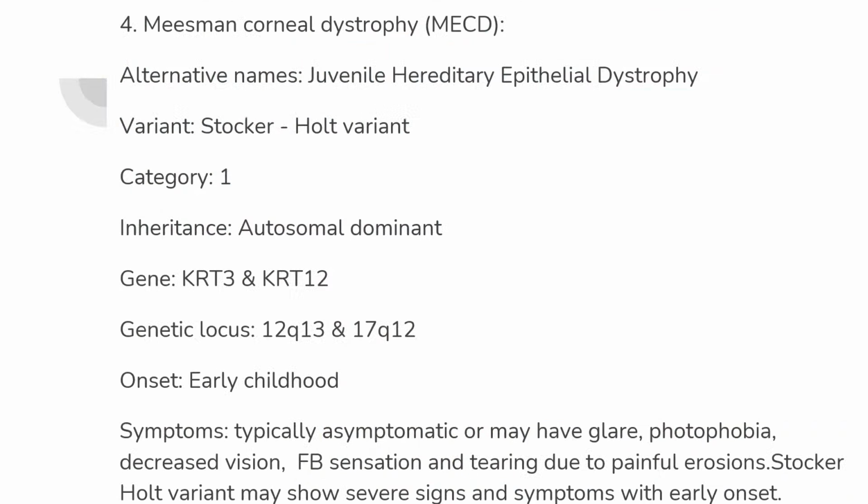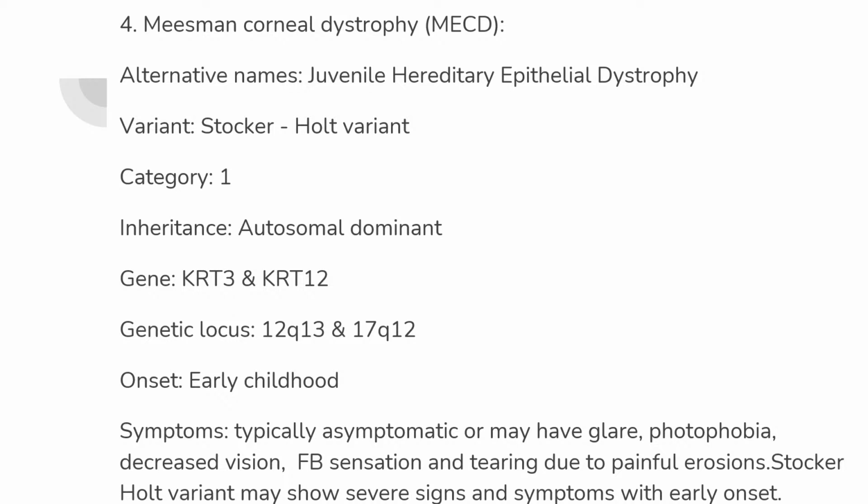Meesmann corneal dystrophy. The alternative name is juvenile hereditary epithelial dystrophy. It includes a variant called the Stocker-Holt variant. It belongs to category 1. The features are well defined and we know the gene and gene loci. Inheritance is autosomal dominant. The genes are KRT3 and KRT12, and the genetic loci are 12q13 and 17q12. KRT12 and 17q12 correspond to the Stocker-Holt variant.